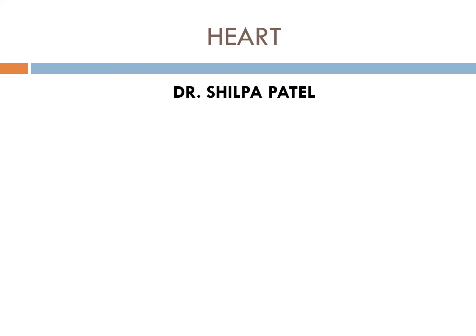So the cardiovascular system consists of the heart and blood vessels. Among the blood vessels, there are several branches of the arch of aorta, and there is the superior vena cava and inferior vena cava also included in this cardiovascular system. So not only the heart, it is a hollow organ.